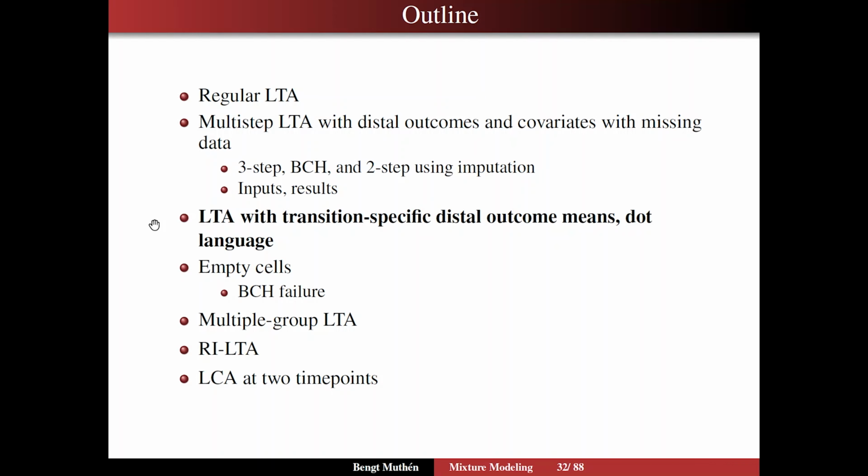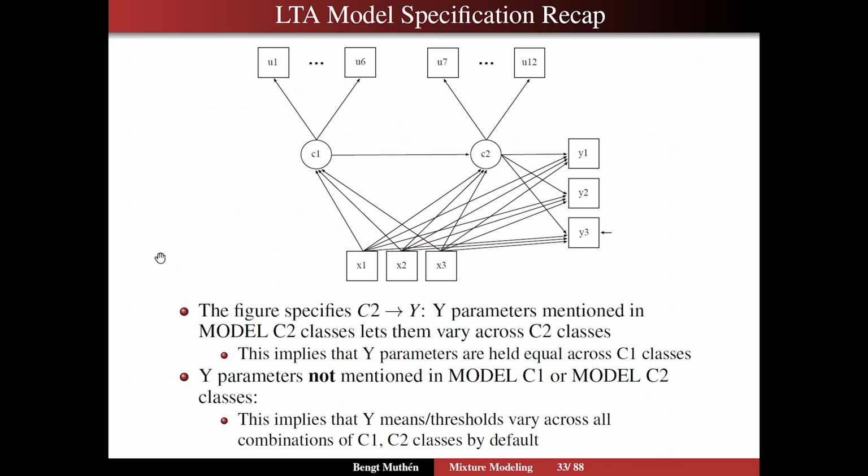On slide 32, we turn to LTA with transition-specific distal outcome means, introducing the so-called dot language. So if you look at this picture again, that we used for a multi-step LTA, where we have the measurement part up here, distal outcomes out here, and covariates down here. Let's remind ourselves what this picture means.